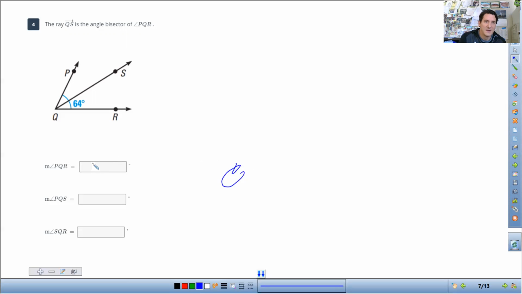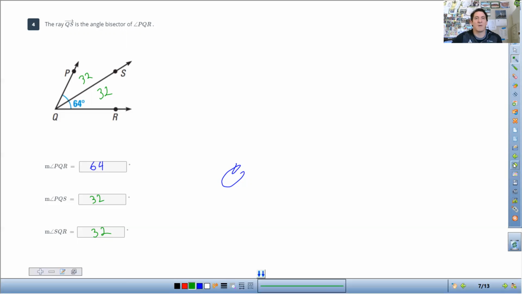There we go. All right, 64. So that cuts this in half. Half of 64 is 32. So that means each of these needs to be 32. So PQS is 32. SQR is 32. There's that. So bisectors cut things in half.